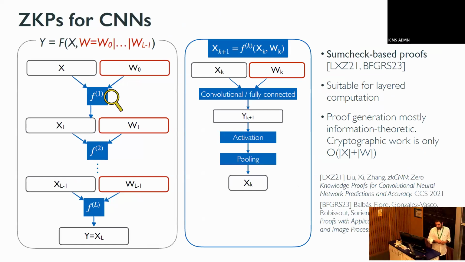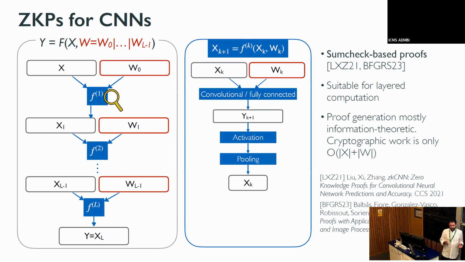Okay, so what I'm going to present is how to construct zero-knowledge proofs for these convolutional neural networks using an approach that is based on sum-check-based proofs. So you have seen the GKR protocol and the sum-check protocol, I think, on the first day. So I'm going to show you how we can kind of rely on these techniques to do efficient proofs for CNNs.